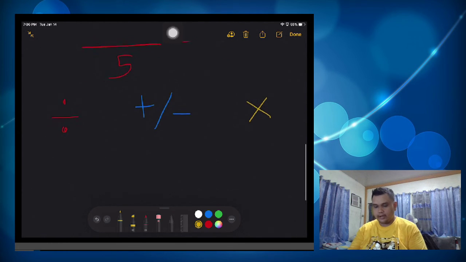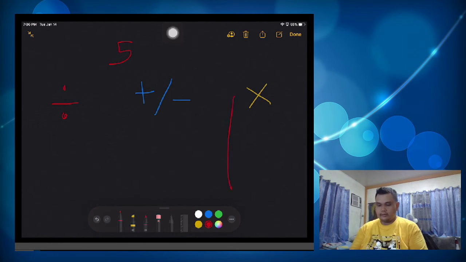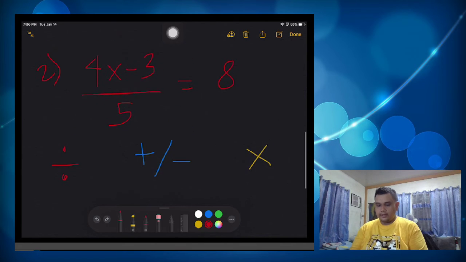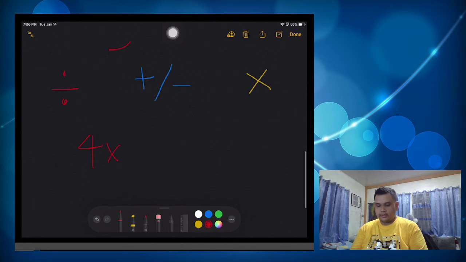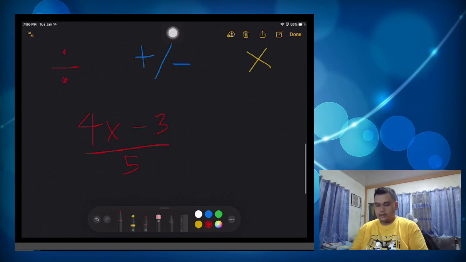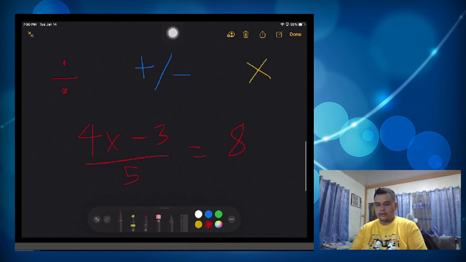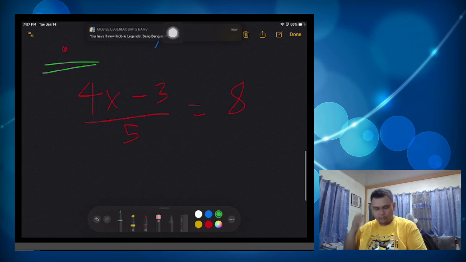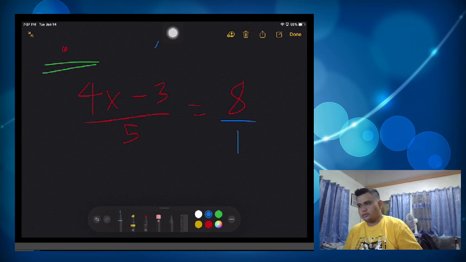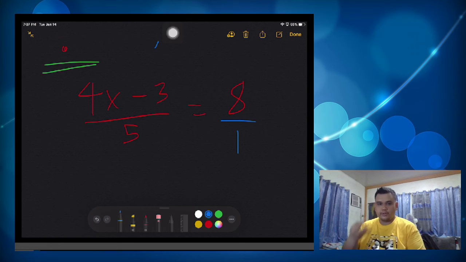So let's try to rewrite that first again. That's an equivalent of 4x minus 3 over 5 equals 8. Okay, there you go. So then again, let us follow what you are supposed to do first. You have to do the division process for deriving, which means we need to cross multiply. In case you might ask, why do you cross multiply? Refer to my first 3 videos. Please do watch that first for you to know what to do.